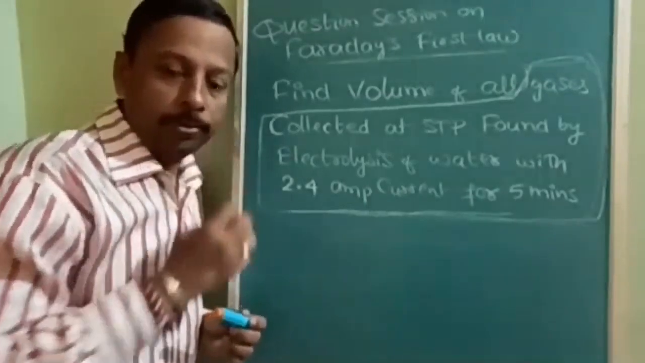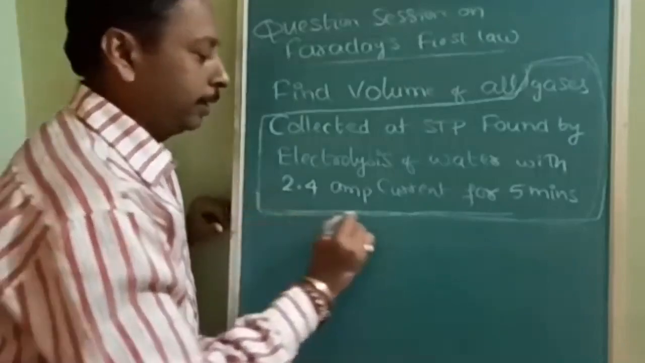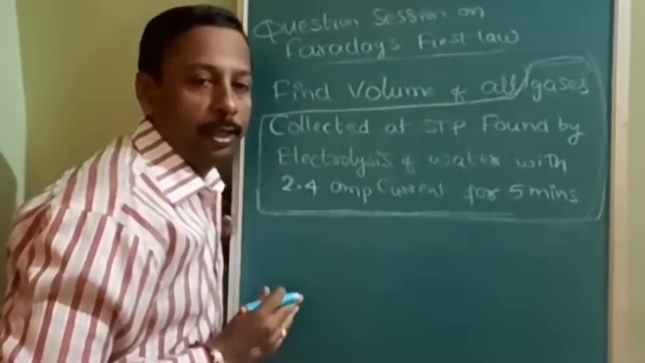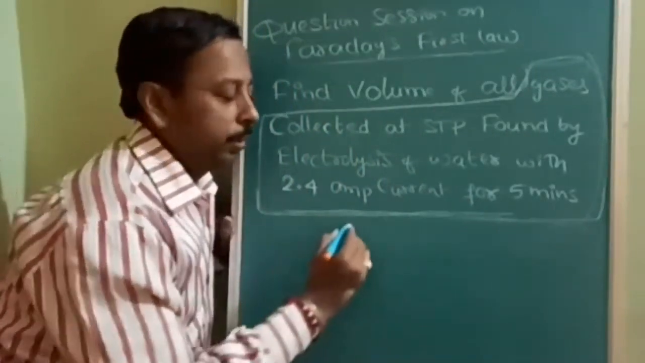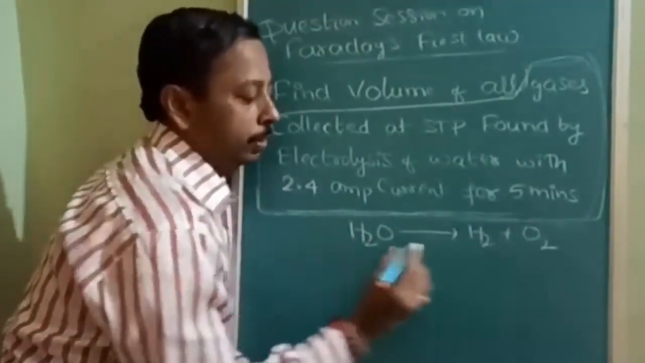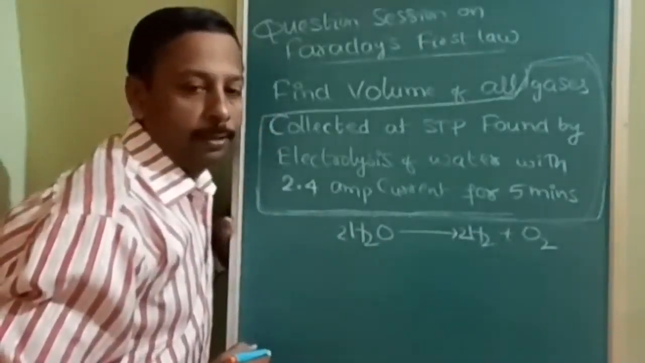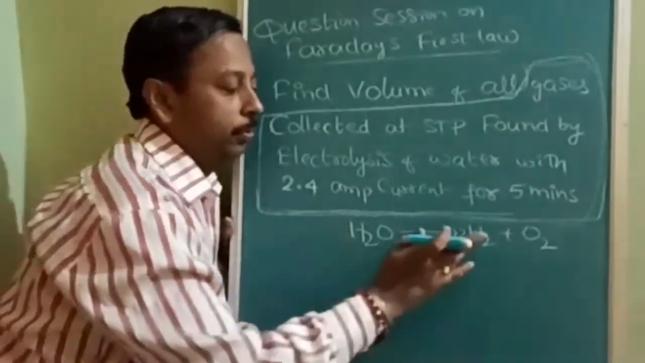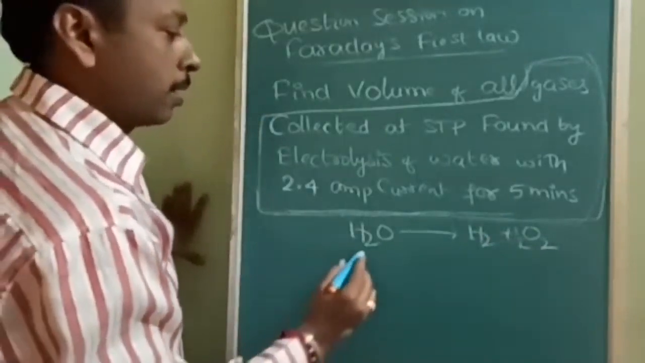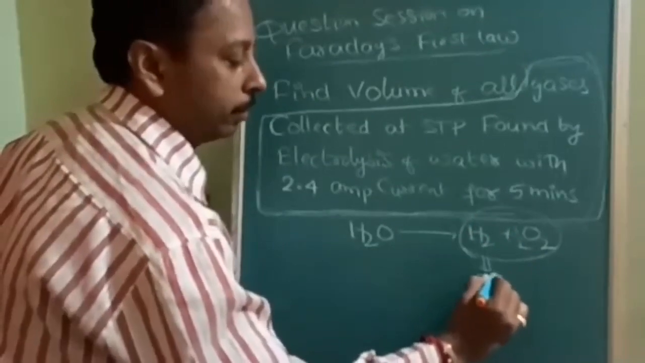As I told you, in the starting the questions will be easy. So if you are overconfident, then actual questions will be like this. Understood? So here we are doing the electrolysis of water. You will get H2 plus O2, so 2H2 plus O2. Is it understood? Now for balancing purposes, if you don't want to write here, you can write it here. Understood?